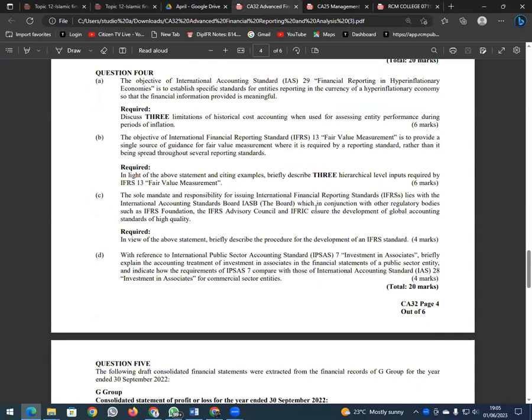Board, the IASB, which in conjunction with other regulatory bodies, such as the IFRS Foundation, the IFRS Advisory Council, and the IFRIC, ensures the development of global accounting standards of a high quality. Good statement. In view of the above statement, briefly describe the procedure for developing an IFRS standard for 4 marks.